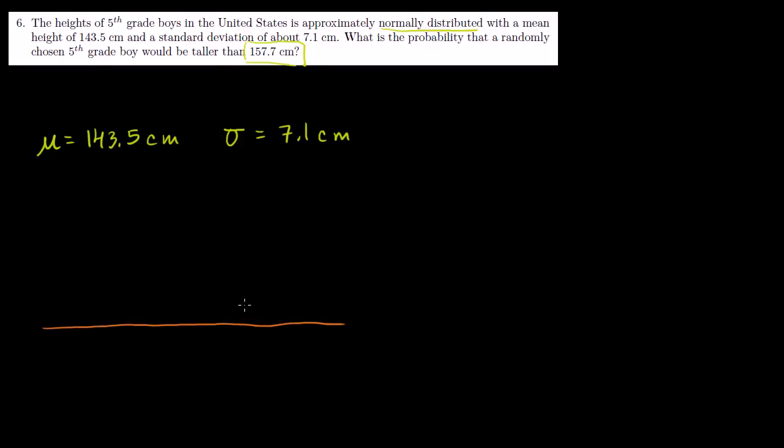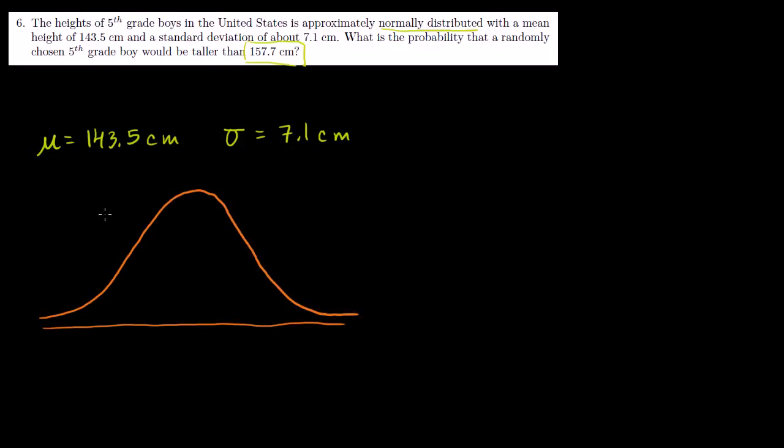So problem number 6: the heights of 5th grade boys in the United States is approximately normally distributed. Well, that's good to know. With a mean height of 143.5 centimeters and a standard deviation of about 7.1 centimeters. What is the probability that a randomly chosen 5th grade boy would be taller than 157.7 centimeters? Let's draw out this distribution like we've done in a bunch of problems so far. They're just asking us one question, so we can mark this distribution up a good bit.